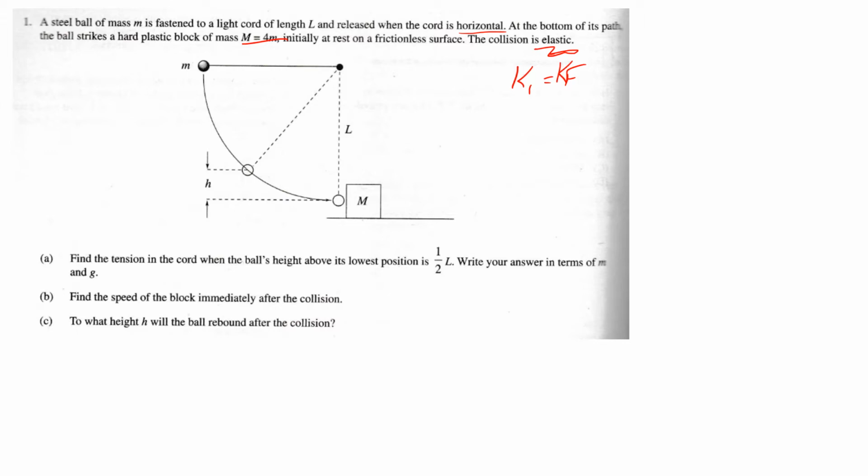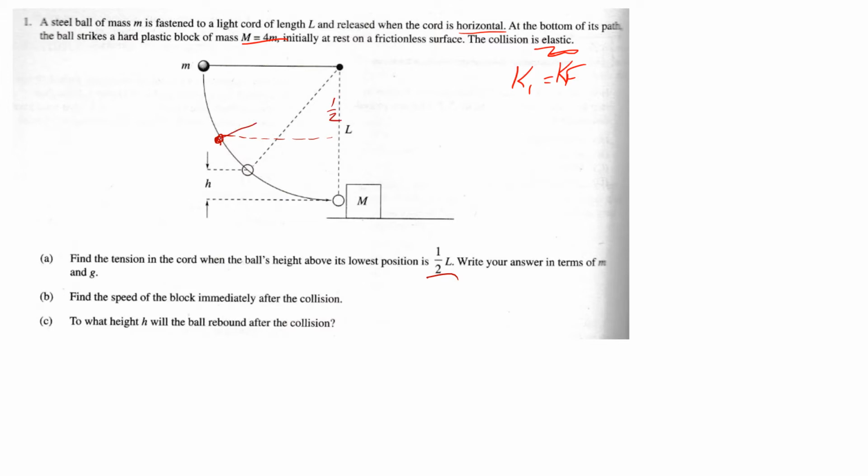But that's not going to matter right now, because for the first part, we need to find the tension in the cord when the ball's height is half of L. Write your answer in terms of m and g. Okay, so let's say it's right about there. We'll say that that's halfway.